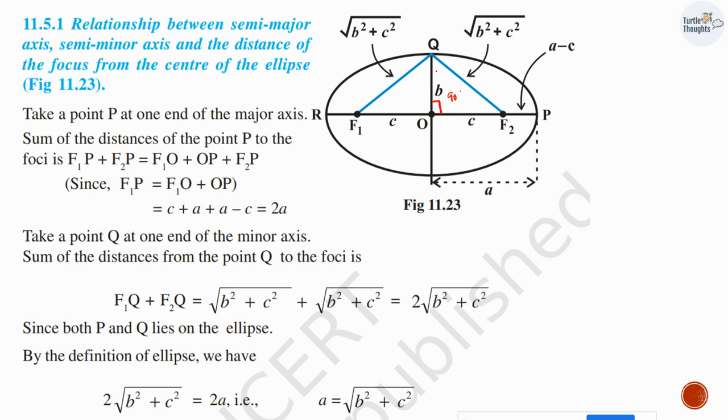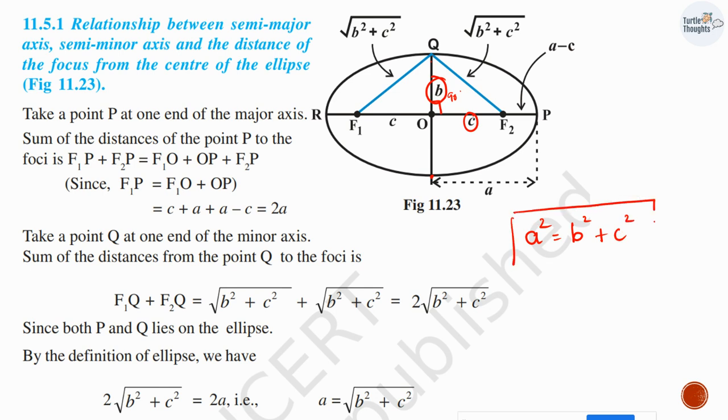So if the distance QO is going to be b, OF2 is going to be c, and QF2, this is taken as a, right? If the distance from this point to this point is taken as a, I can write a relationship between a, b and c, which is a square is given by b square plus c square.